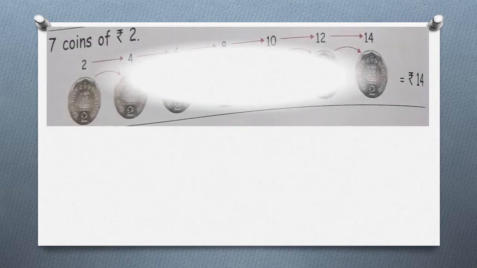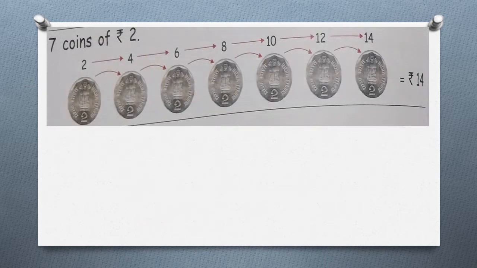Dear children, we can add up coins and notes with the same value by skip counting. See, first picture, 7 coins of 2 rupees. You see, 2 plus 2, 4, plus 2, 6, and so on up to 14. There are 1, 2, 3, 4, 5, 6, 7 coins of 2 rupees. When we add together these coins, we will get 14 rupees.